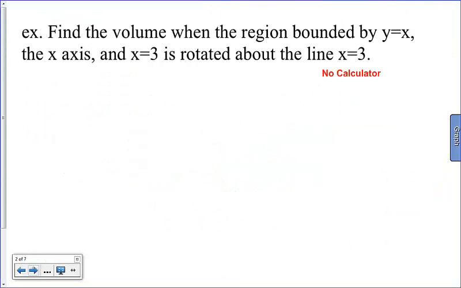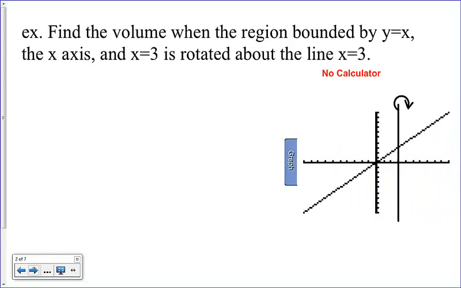Okay, our next problem. Our next one is actually we're going to try this one with no calculator. We need to find the volume of the region bounded by y equals x, the x-axis, and x equals 3, and it's rotated about the line x equals 3. So obviously the first thing we're going to need to do is graph this. Non-calculator, you guys can probably figure out what y equals x and x equals 3 are. But I'm going to go ahead and bring it over.